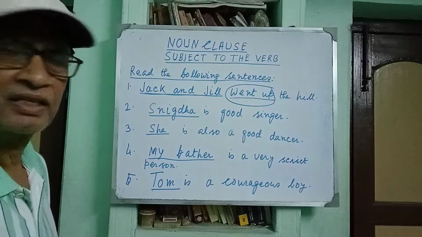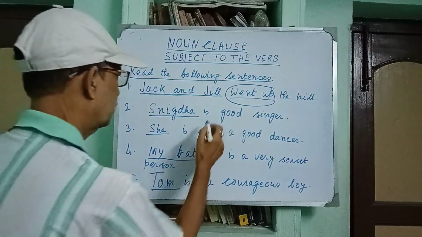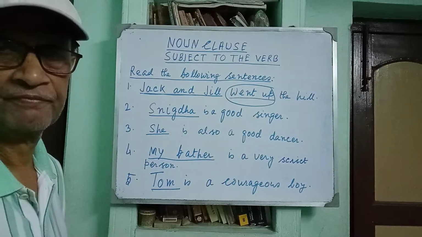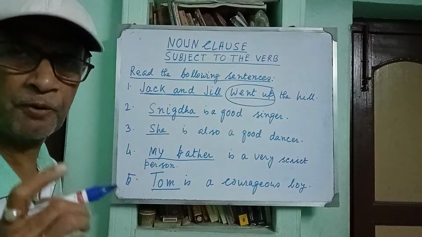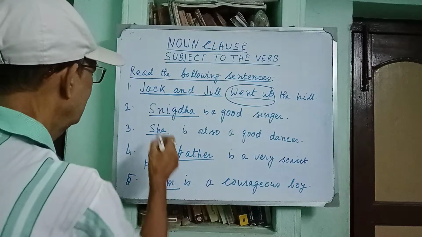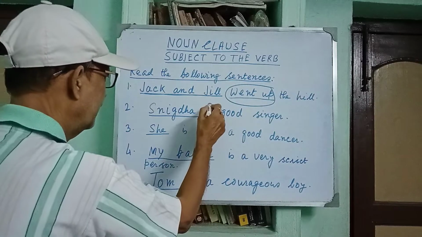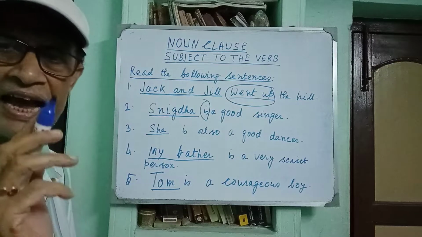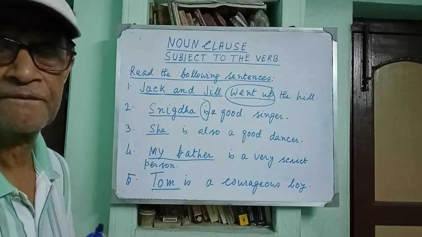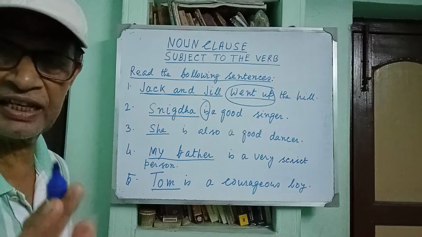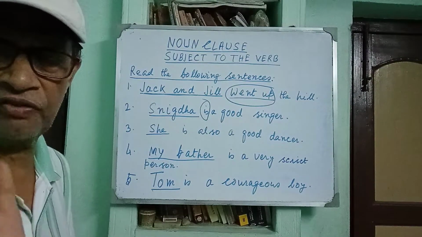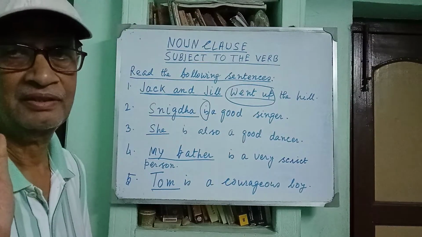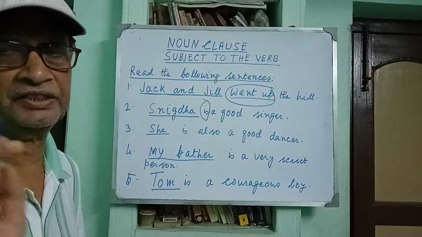Number 2, Snigdha is a good singer. Snigdha is the name of a girl. It is a proper noun. Snigdha is noun, is is verb. So, Snigdha is acting as the subject to the verb is. Snigdha is noun and is is verb.